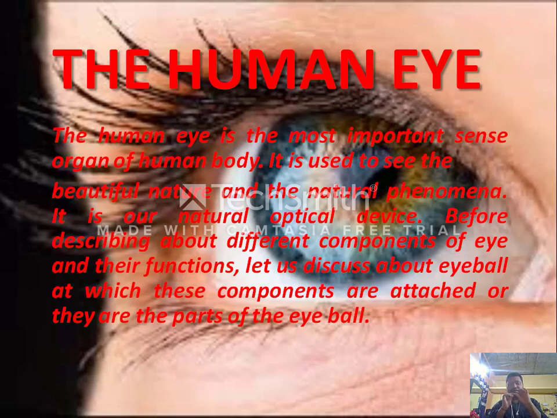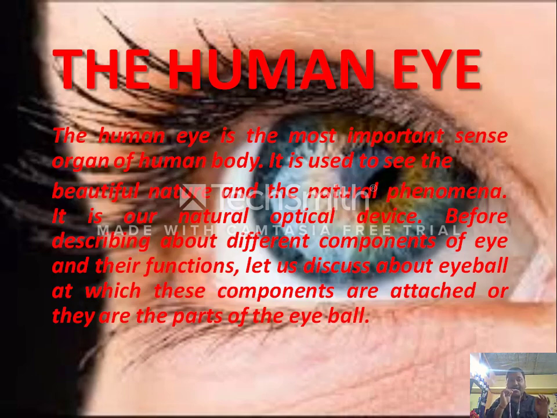Okay. It is also like an optical device, like a camera. A camera has a lens, and we also have a lens. A camera has a film behind the lens, and we have a retina. A camera has a shutter, and we have eyelids. That means it resembles a camera. So we will study this human eye in the next section.